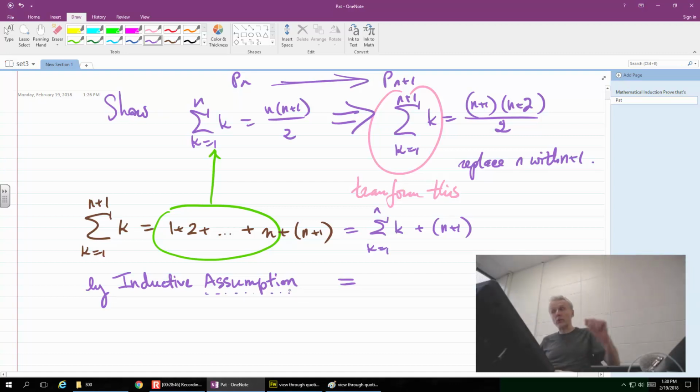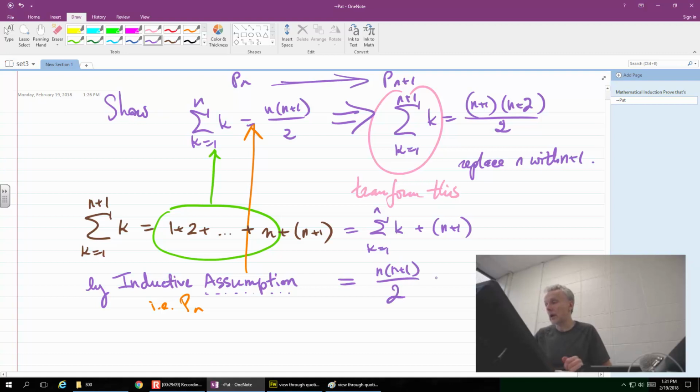And then by inductive assumption, we know where the inductive assumption is. This is the inductive assumption, right here. Pn is the inductive assumption. So that summation up to k is, according to the inductive assumption, n times n plus 1 over 2. And then we still have n plus 1. So is it clear what has happened?